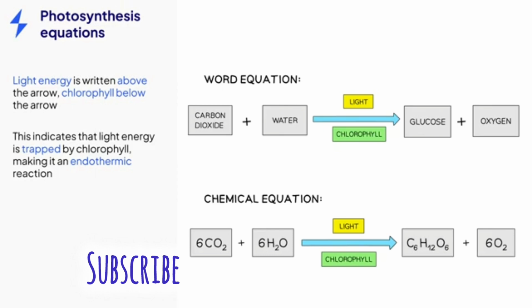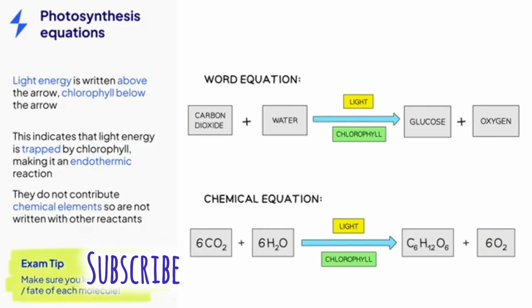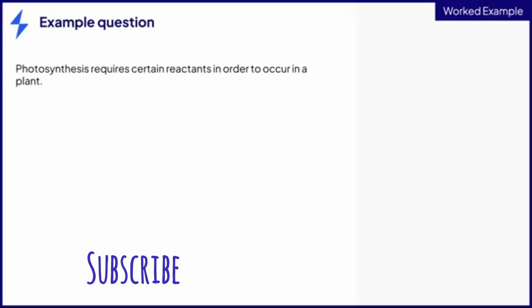This means that photosynthesis is an endothermic reaction, since energy is absorbed from the surroundings to form products. Neither light nor chlorophyll contributes any chemical elements to the equation, so they are not written on the reactant side of the equation. It is important to know where the carbon dioxide and water comes from, as well as what happens to the glucose and oxygen that is produced during the reaction. Now let's take a look at an example of the type of questions you could expect to find in an exam paper. The first question asks us to state 2 reactants needed for photosynthesis.